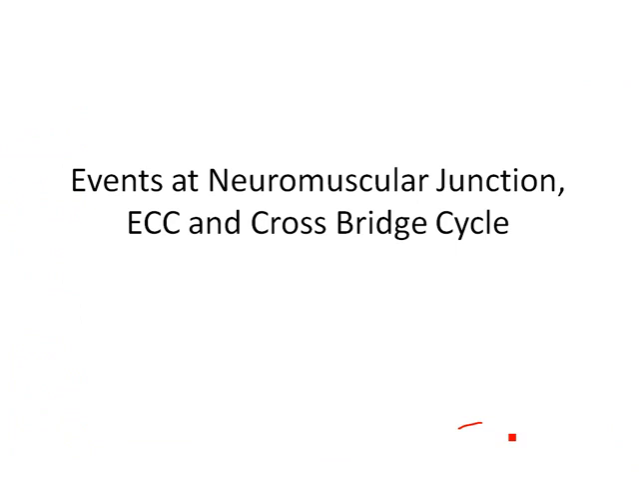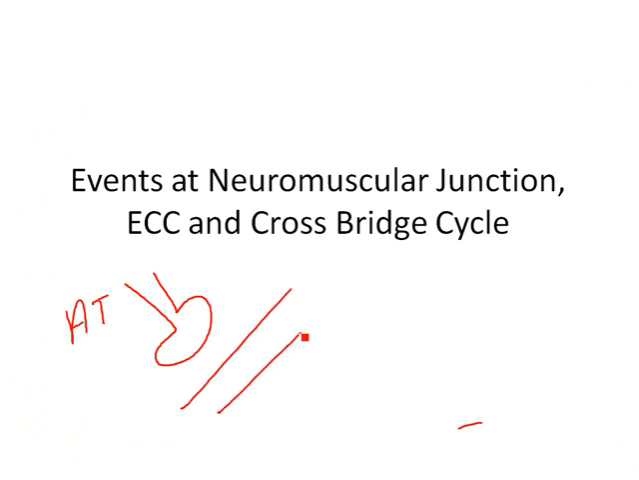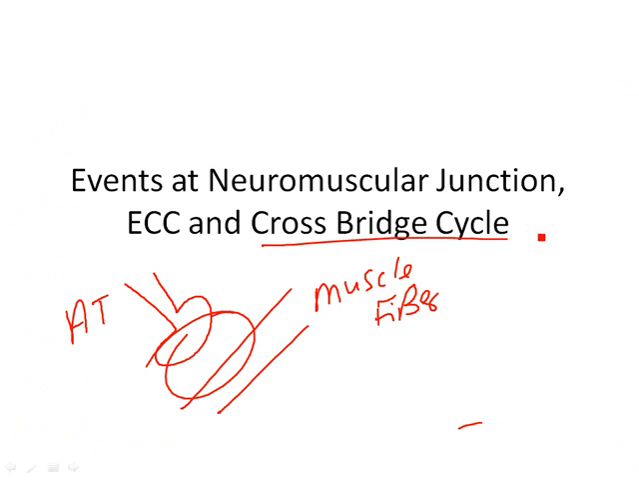Okay, events at the neuromuscular junction, excitation-contraction coupling, and cross-bridge cycling. What's the neuromuscular junction? Where an axon terminal and a muscle fiber come together. So this is a synapse. That's a neuromuscular junction, okay? So we're going to talk about what happens there, and then we're going to talk all the way to the end of cross-bridge cycling, when you actually get a muscle to contract.